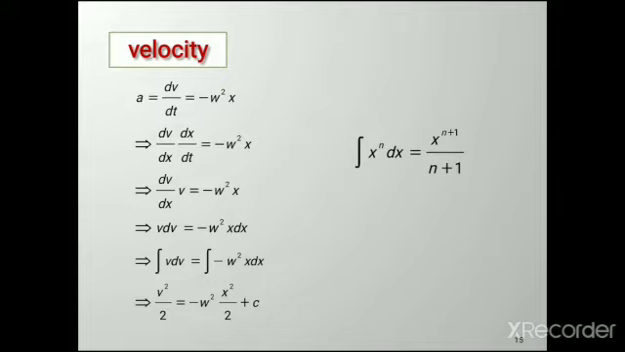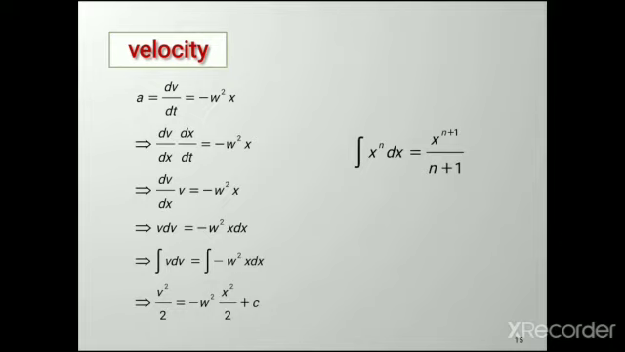Hence, let us separate the variables of v and x on both the sides. v dv is equal to minus omega square x dx. Let us integrate on both sides by using the formula for integration, integral of x raised to n dx is equal to x raised to n plus 1 upon n plus 1. We will get v square by 2 is equal to minus omega square, which is constant, into x square by 2 plus c. Here c is called the constant of integration.